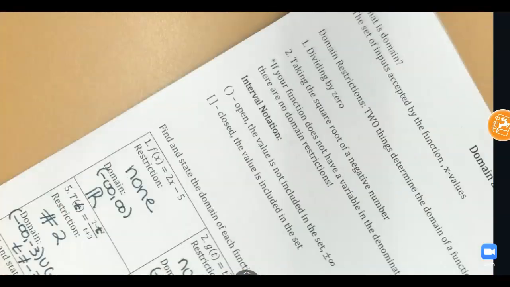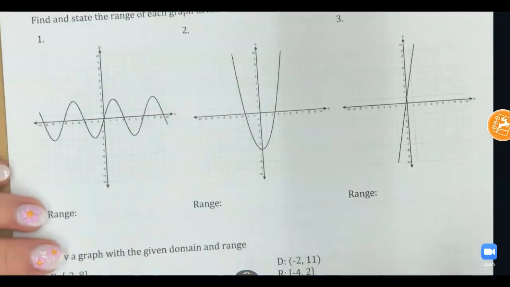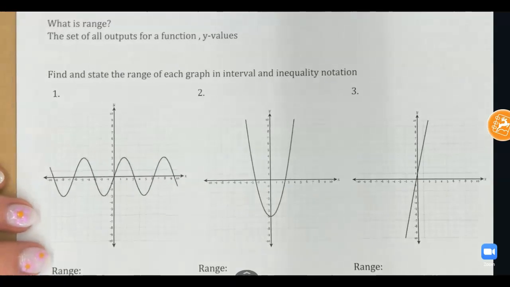Okay, moving on, we are going to look at range. We are going to practice stating range from a graph in our inequality and interval notation.